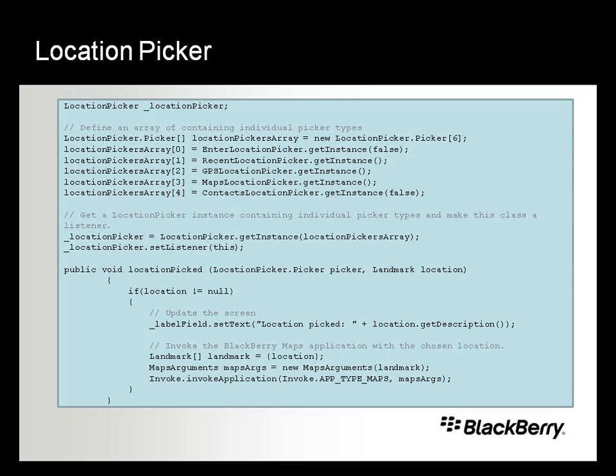There are a number of different ways that the user can choose a location, such as to enter the location, reset location, use GPS to find its location, and click on the map, as we said before. To actually use this, we need to make an instance of the location picker class and set the listener, and that's pretty much it.